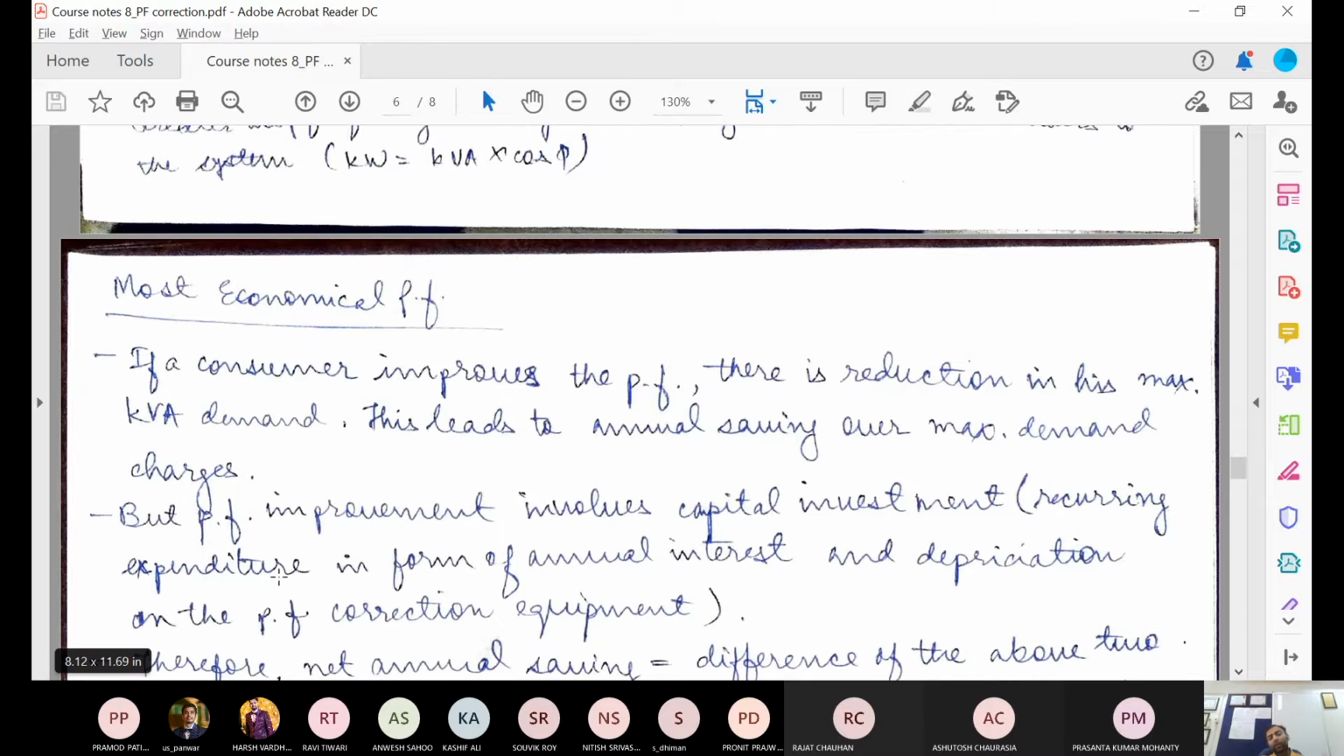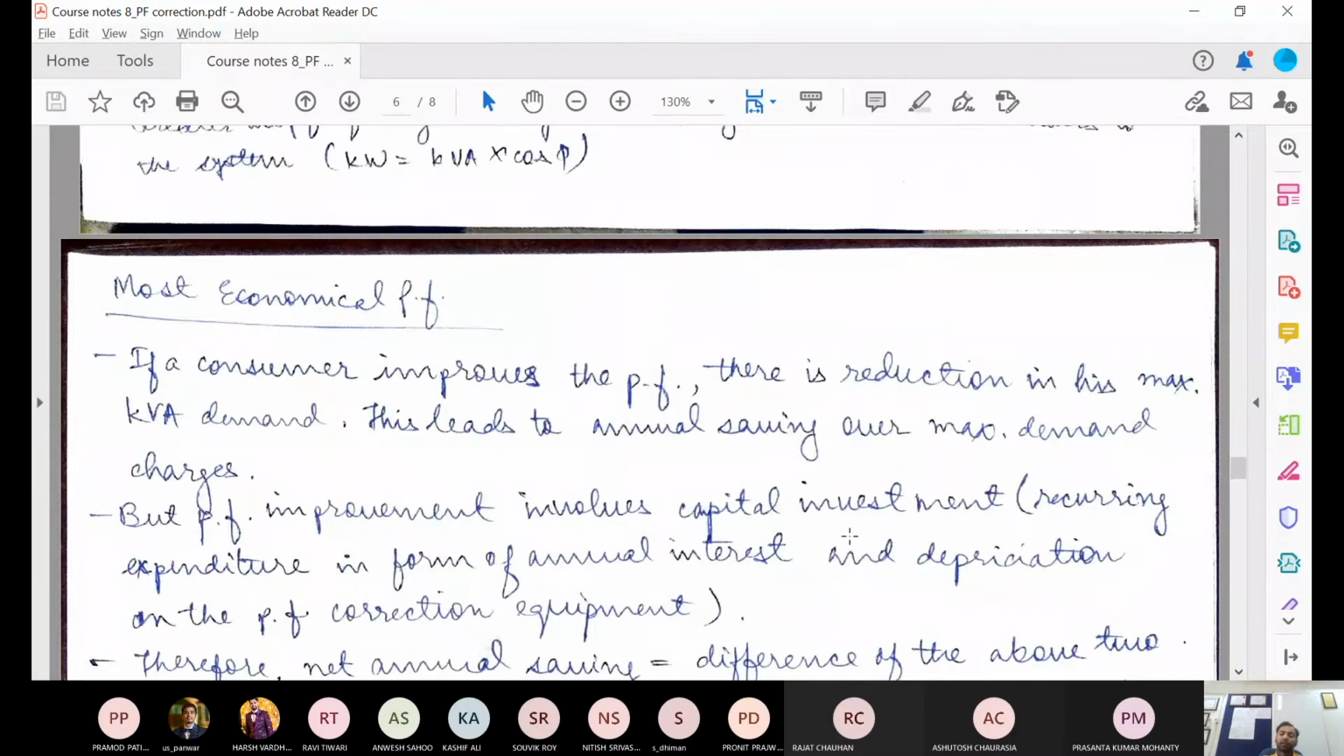But as we said, there is a trade-off. One is that you are saving on that, but to have that saving, you need some power factor improvement equipment, which will need some capital investment. So let's say you are having a capacitor bank or a phase advancer or a synchronous condenser, any of these options or any other of the modern power electronic options also. In either case, whatever equipment you are using, there will be some capital investment which will be involved.